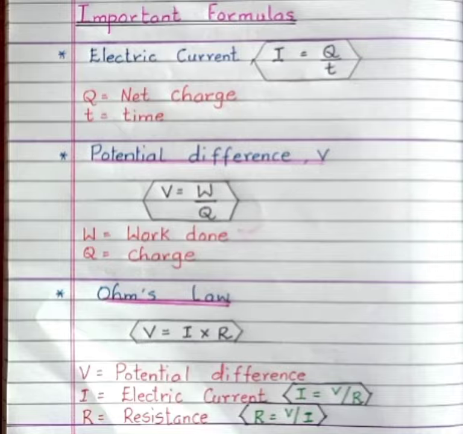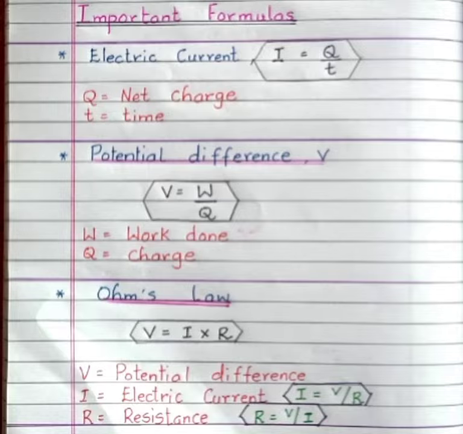Do repeat with me. I equals Q by T. Potential difference V equals W by Q. Ohm's law, V equals I into R.